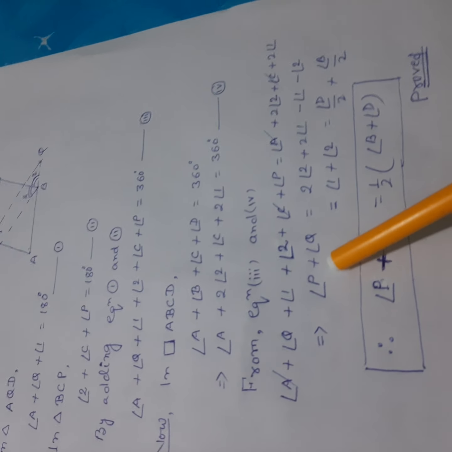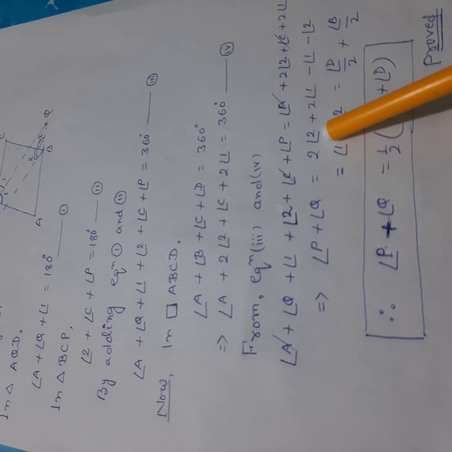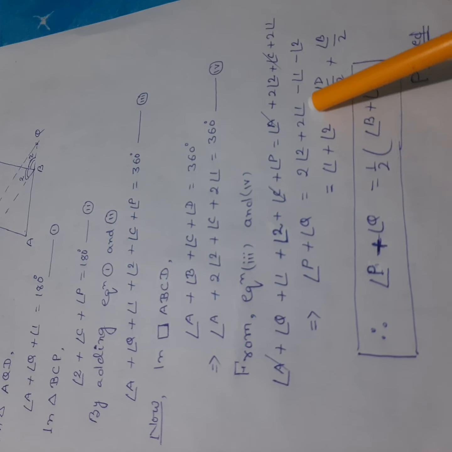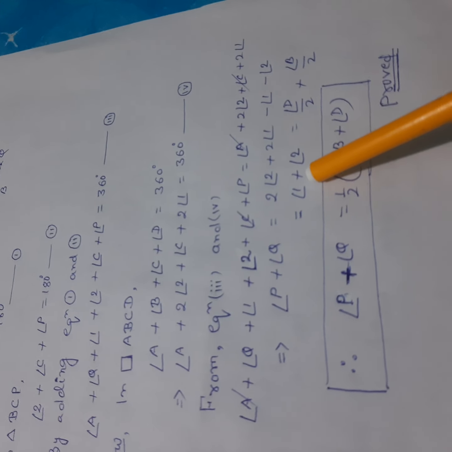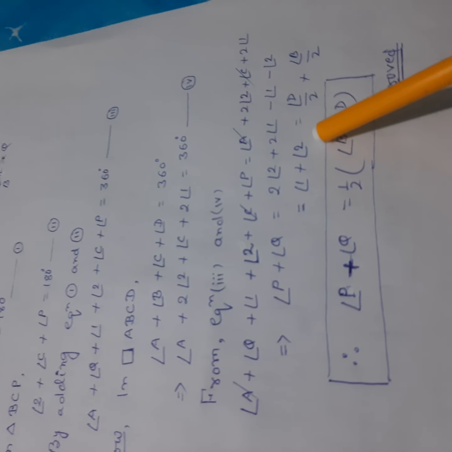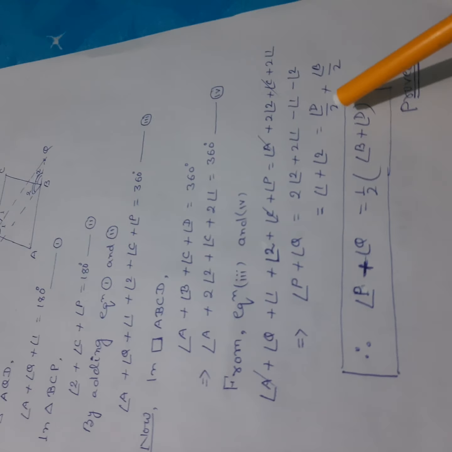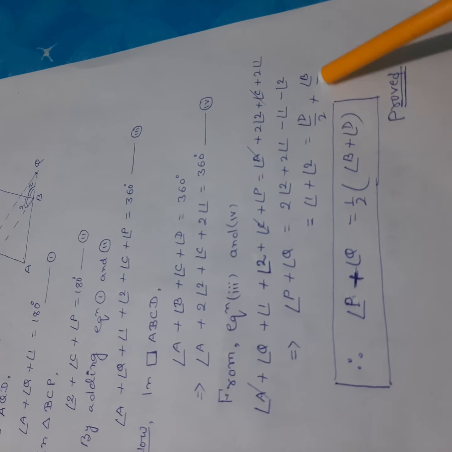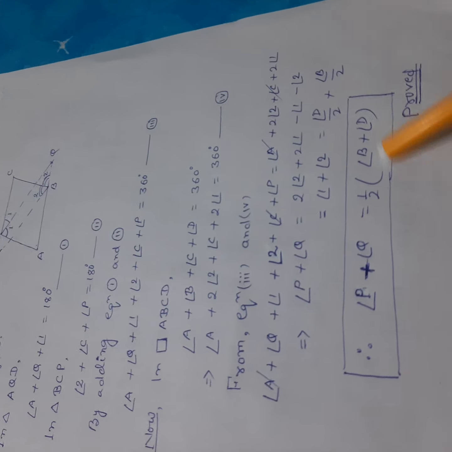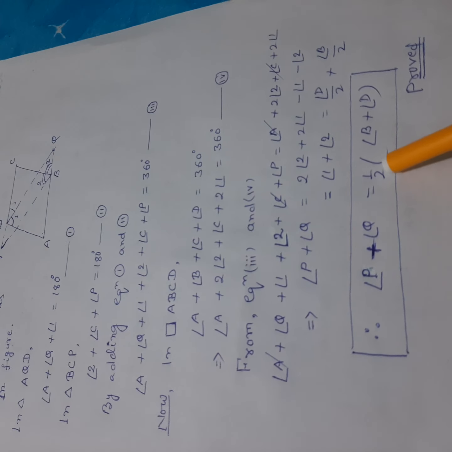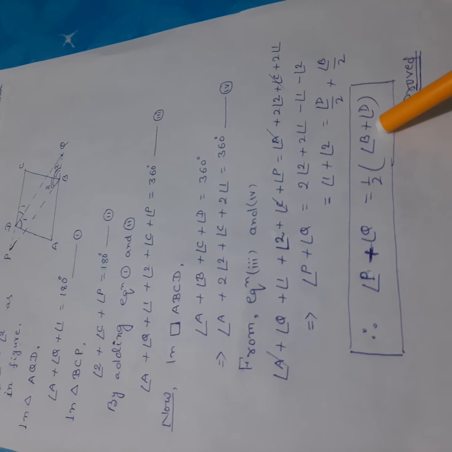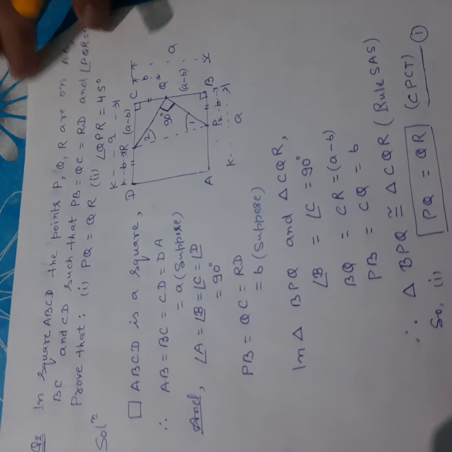Finally we get angle P plus Q equals 2 angle 2 plus 2 angle 1 minus 1 minus 2. Finally we get angle 1 plus angle 2. In place of angle 1 we write D by 2. In place of angle 2 we write angle B by 2. Finally we get angle P plus angle Q equals 1 by 2 into angle B plus angle D.